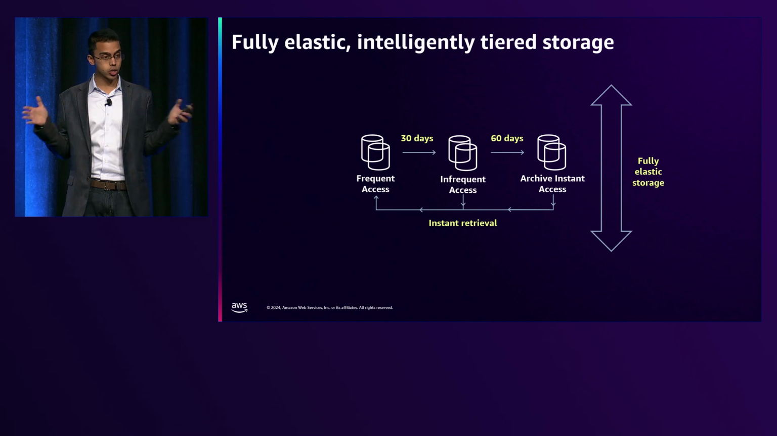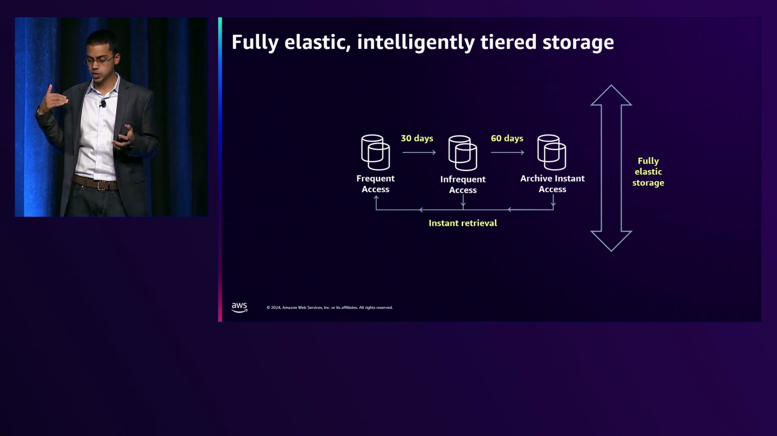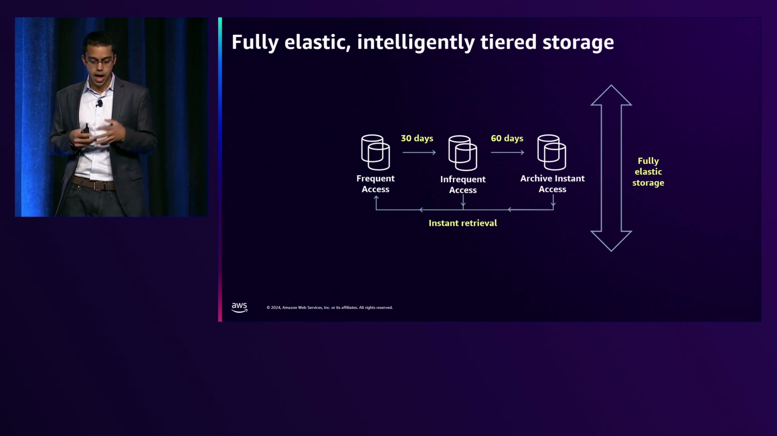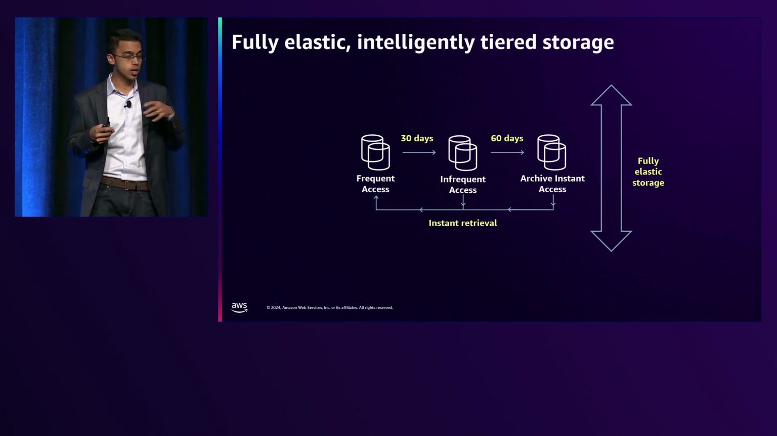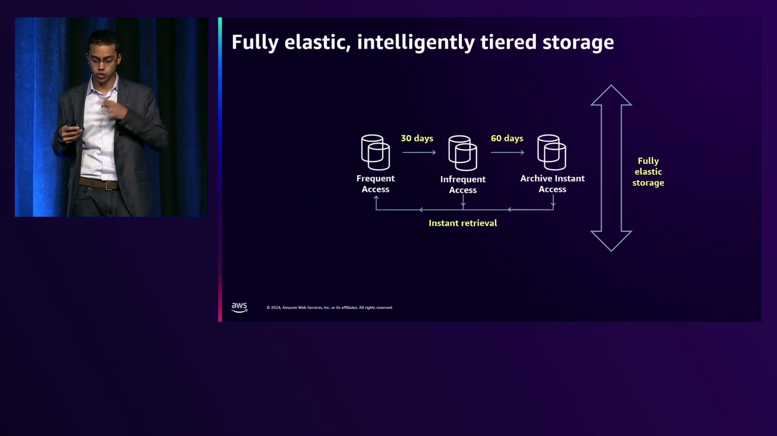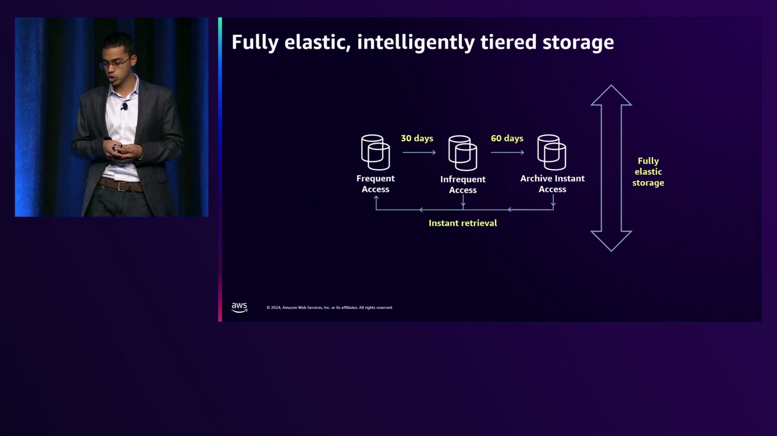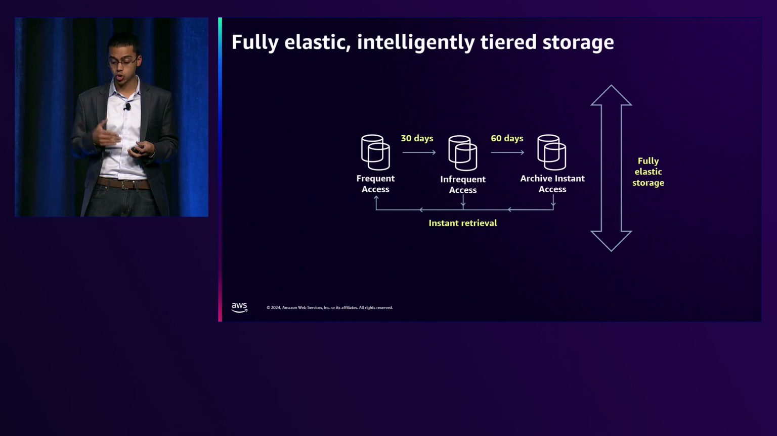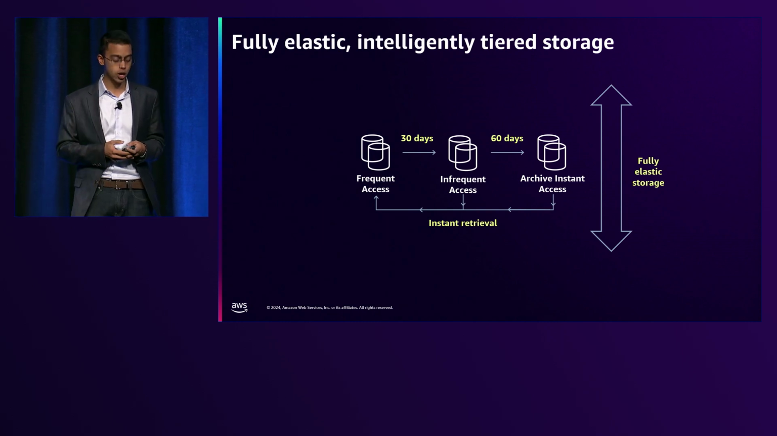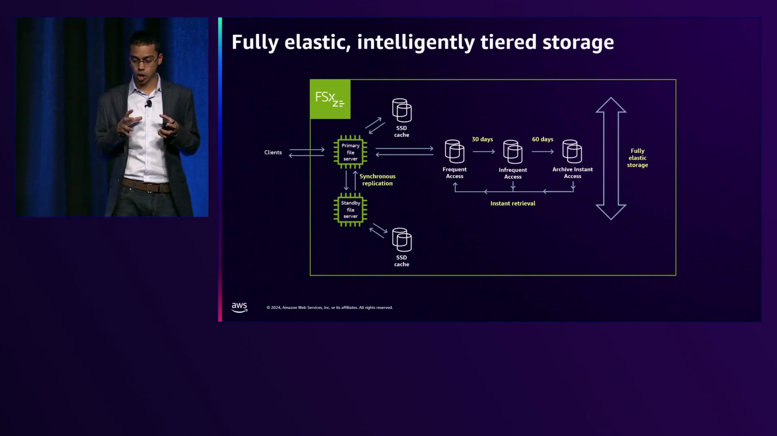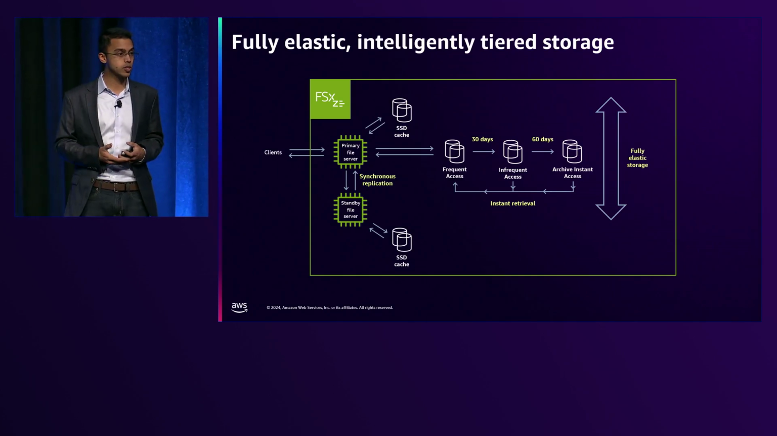But regardless of which tier it's in, the data is instantly retrievable, and there's no access fees or data movement fees between these tiers. And within each of these tiers, as I mentioned, it's fully elastic. You don't have to choose a size, you don't have to monitor how much utilization your data is using, and you pay storage costs only for the amount of data you actually use. And all of this is within the context of an FSx for OpenZFS file system.